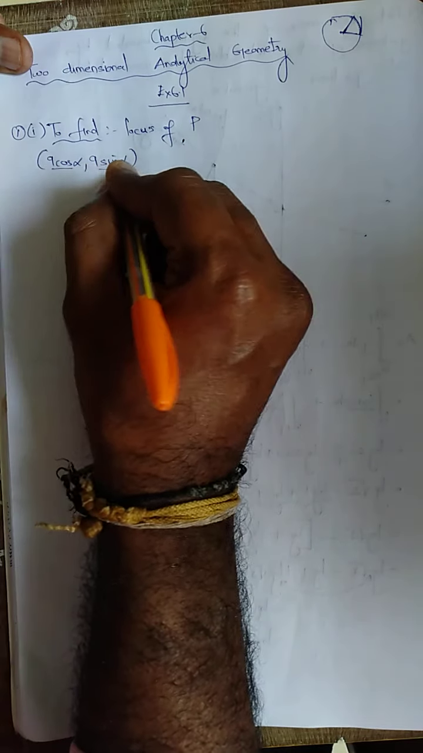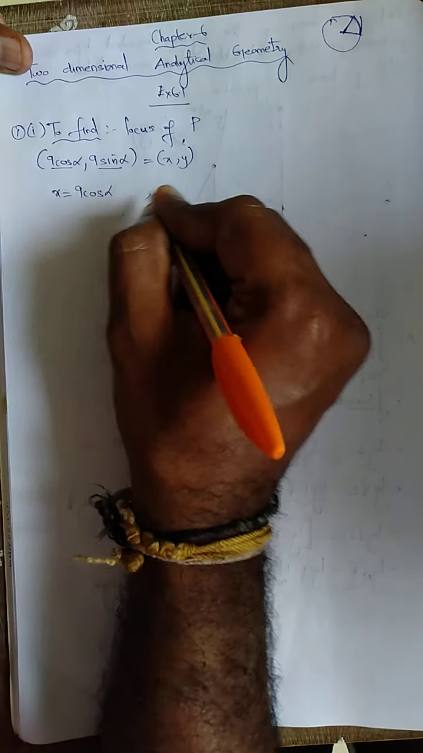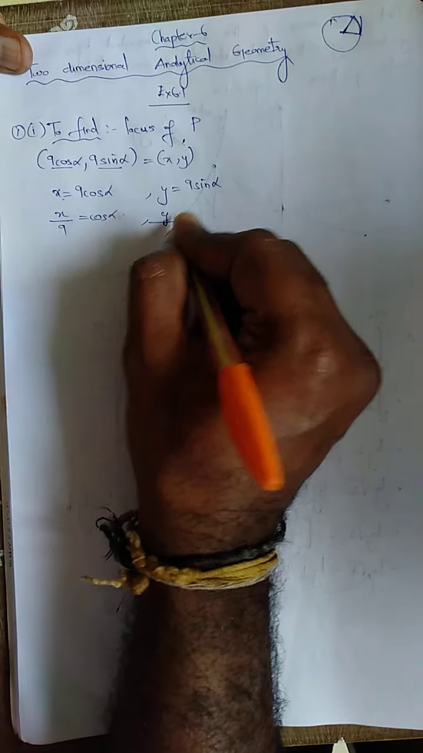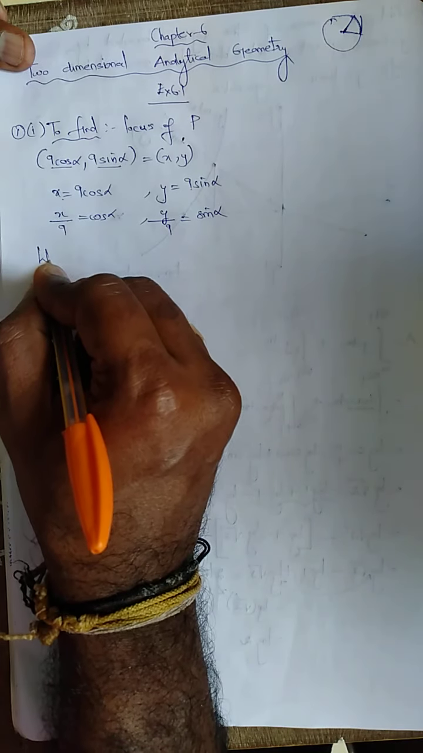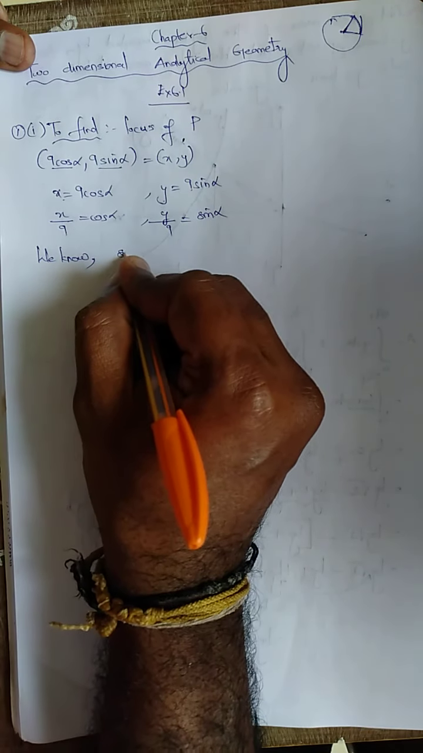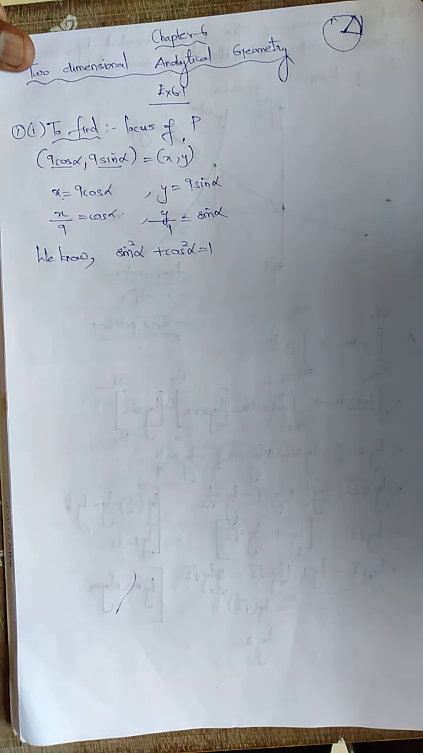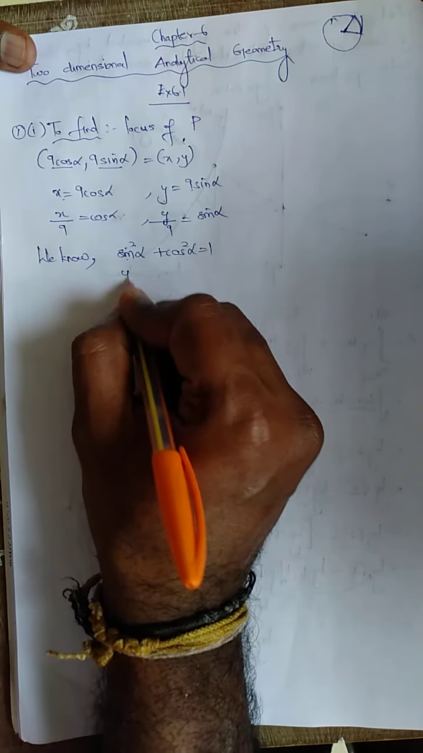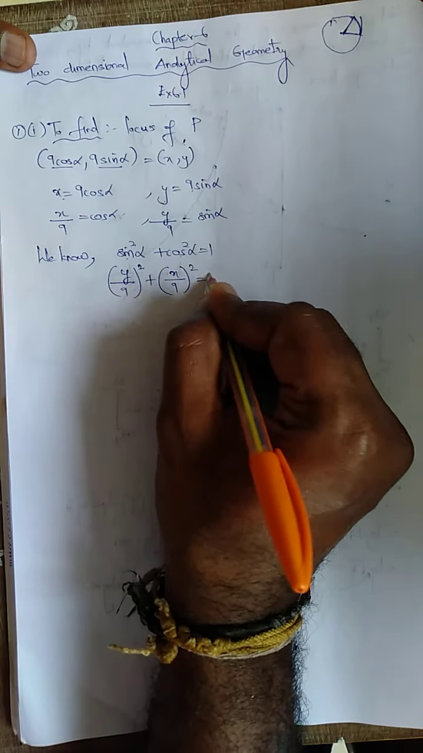We take this point as x, y. So x is equal to 9 cos alpha, y is equal to 9 sin alpha. Bringing 9 down, x by 9 is equal to cos alpha, and y by 9 is equal to sin alpha. We know the trigonometric identity sin square alpha plus cos square alpha is equal to 1. So (y by 9) the whole square plus (x by 9) the whole square is equal to 1.